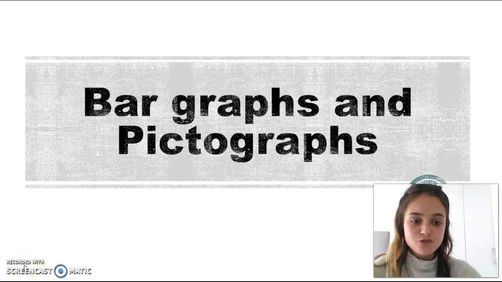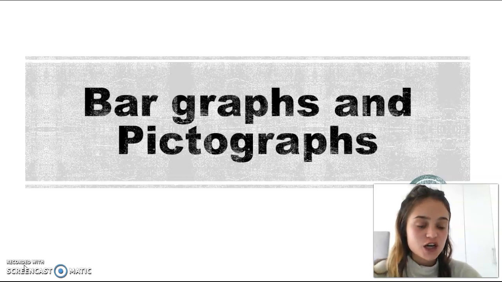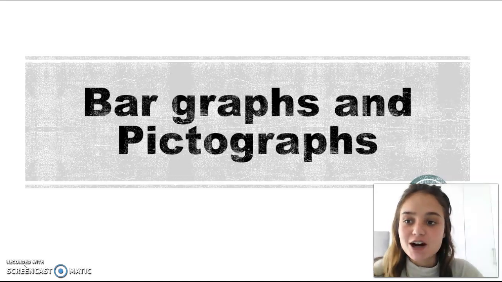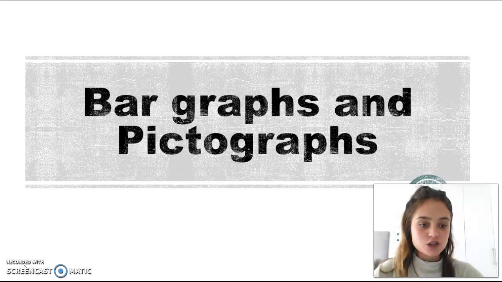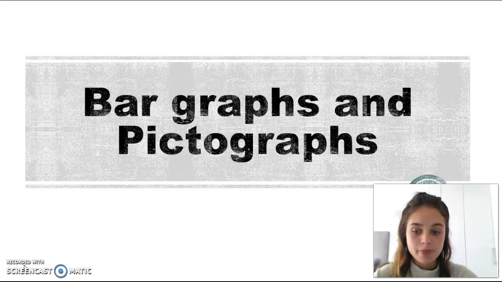Okay, grade 2s, for maths, we are starting bar graphs and pictographs. And we are going to look at what these are. What do you think they are? Before we go any further, I want you to think what it might be. And then we're going to go on and have a look what bar graphs and pictographs are. They're very exciting and very helpful. So let's have a look and see if you are right.